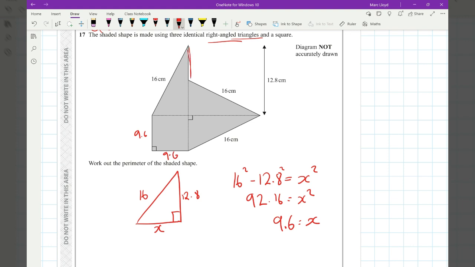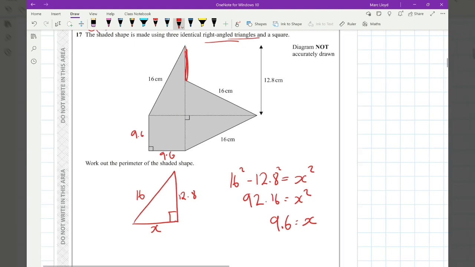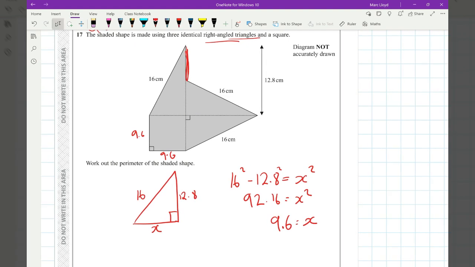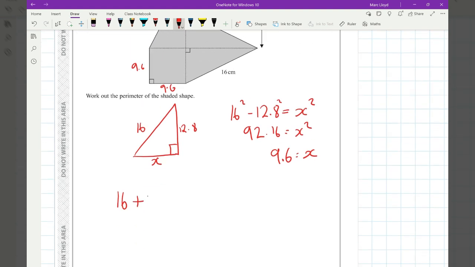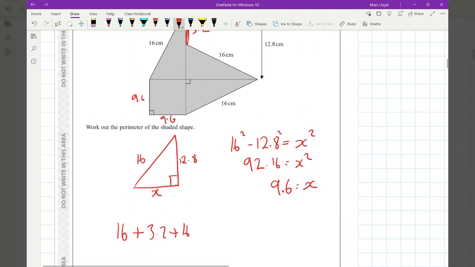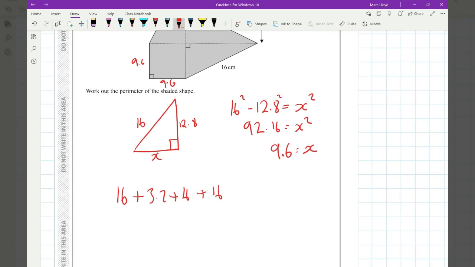The only length we don't know is this one here now. And we'll find that out by doing 16. No, we won't. 12.8. Take away the 9.6. So it's a tall height or a tall length, take away the base, which is 3.2. So that goes there. And then finally, you've just got to add them up. So 16 plus 3.2 plus 16 plus 16 plus 9.6 plus 9.6.